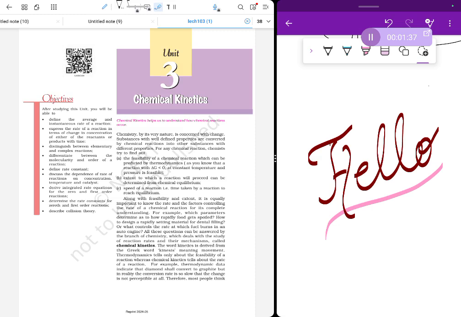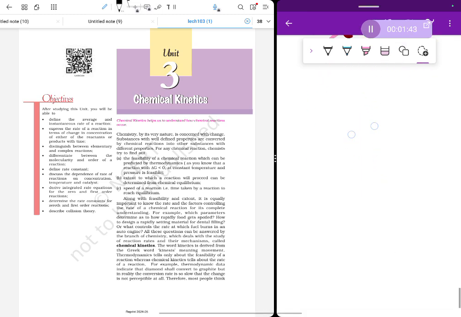So before starting with this, I just want to tell you what all we will cover in this chapter. First we will study kinetics. In kinetics, what we are going to study is the rate. Kinetics means speed. It is talking about the speed. When we say speed, we know it is distance by time.